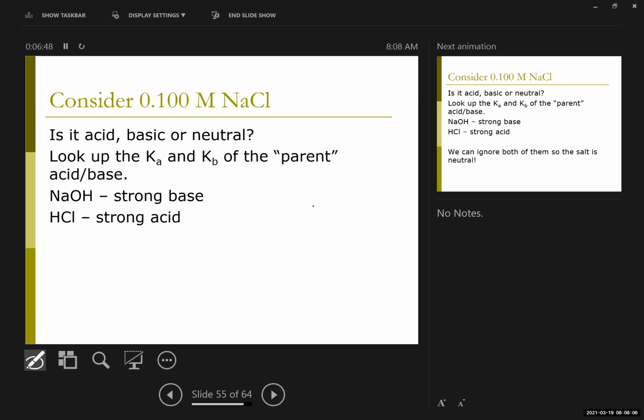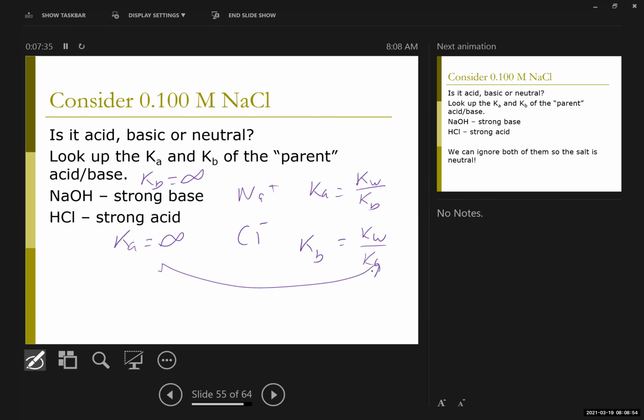In the case of both of these, they're strong, which makes the K near infinite. Again, those are the compounds I have to look up. Those are not the compounds I have. I have the conjugates. And so technically, what I want ultimately is the K of the conjugate. But again, if this is strong, the Ks are essentially infinite. So if I calculate the K of the conjugate, they're effectively 0.